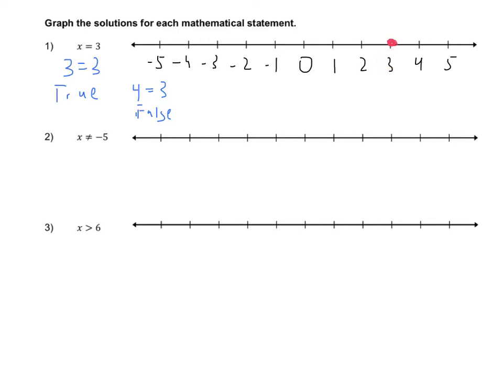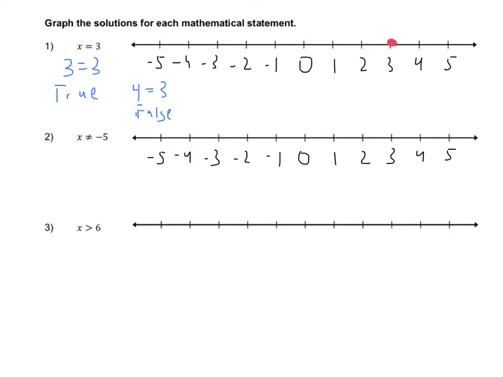The next one I have is x is not equal to -5. Okay, x is not equal to -5. Again, let's get our number line ready. When you are doing your number lines, I always want you to have 0 in your graph. I always want to see where 0 is on your number line. All right, that's just a side note.